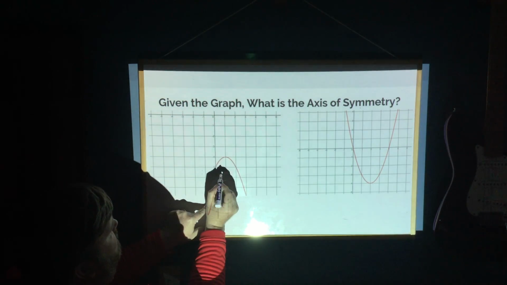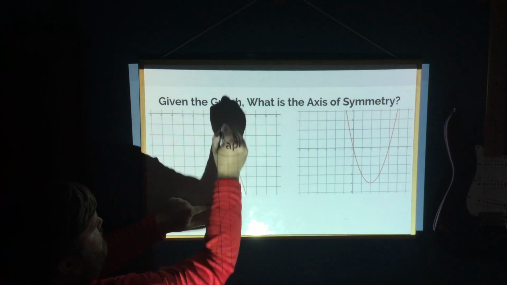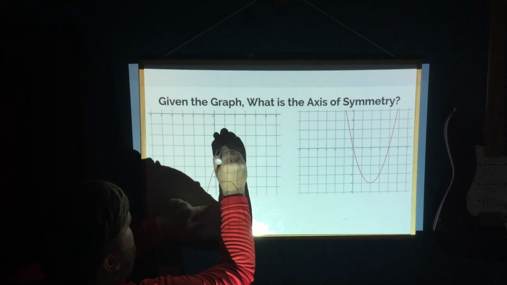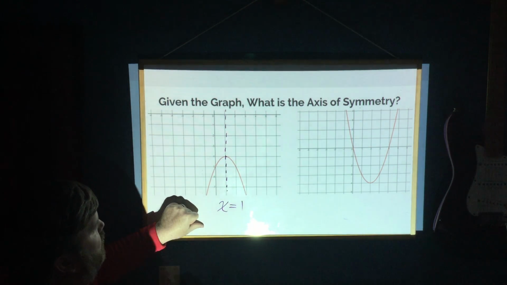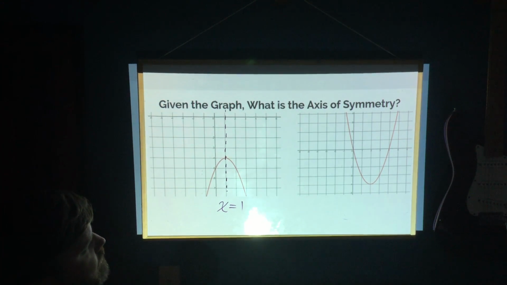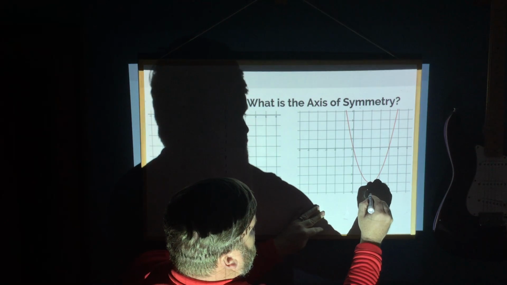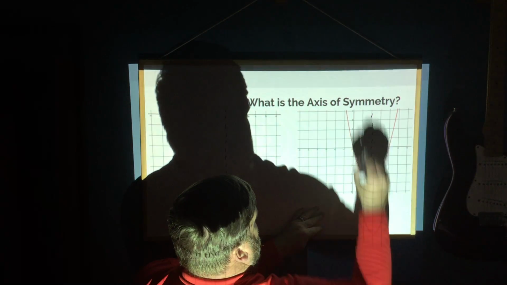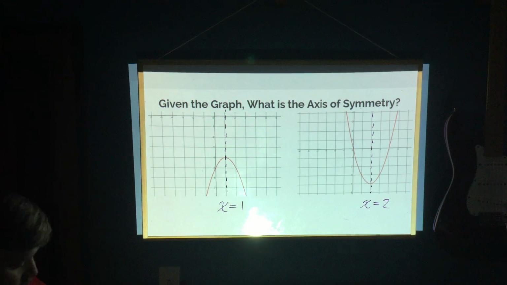Okay, again, you can find your vertex, or you can just sort of eyeball it and see the line that cuts it in half. Maybe it's easier to do from the bottom up. We get x equals 1. Over here, there's my vertex, so my line is x equals 2.